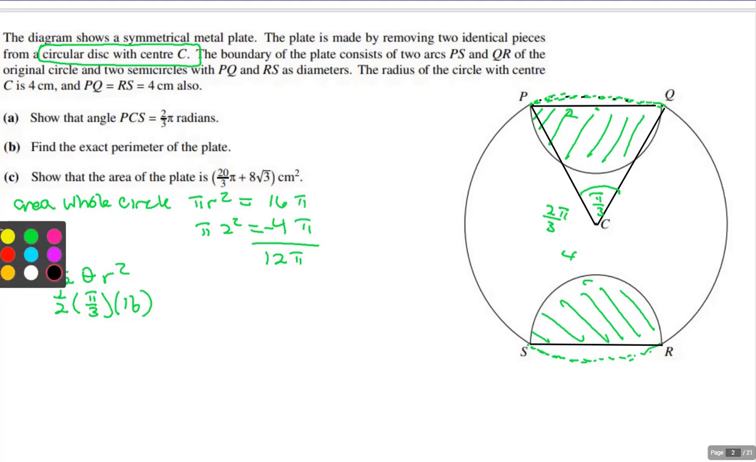Hang on, let me go black again. This whole sector is all of this. Now, we just found this whole sector, but we've got to take away the triangle. If I take away this triangle, well then the only thing that's going to be left is this sliver up here. Does that make sense?